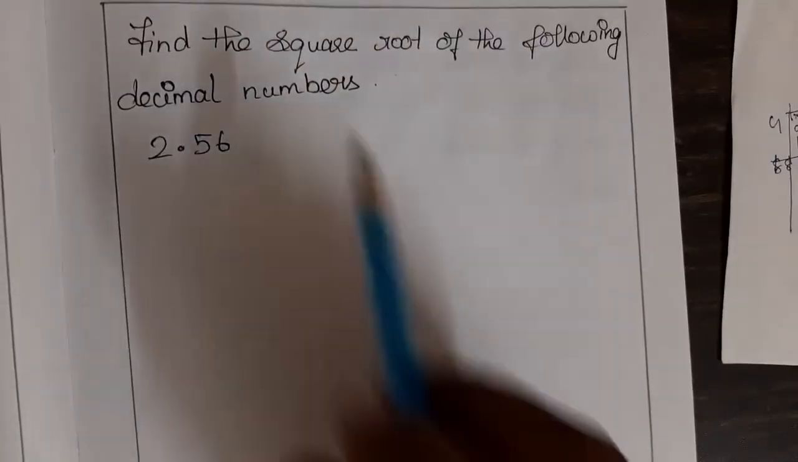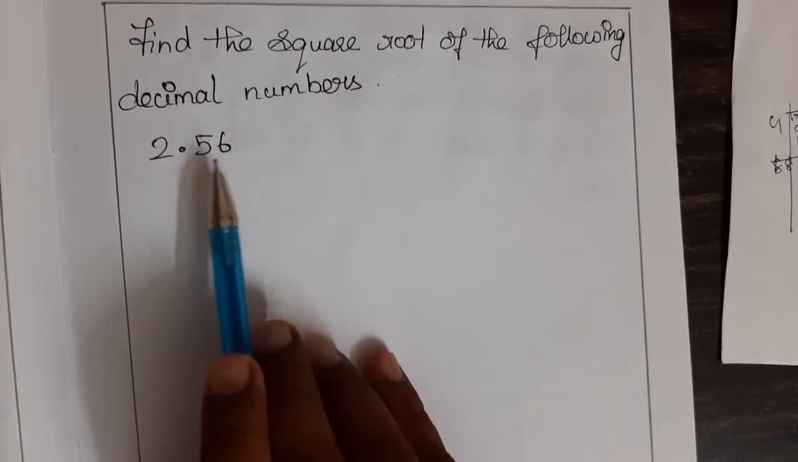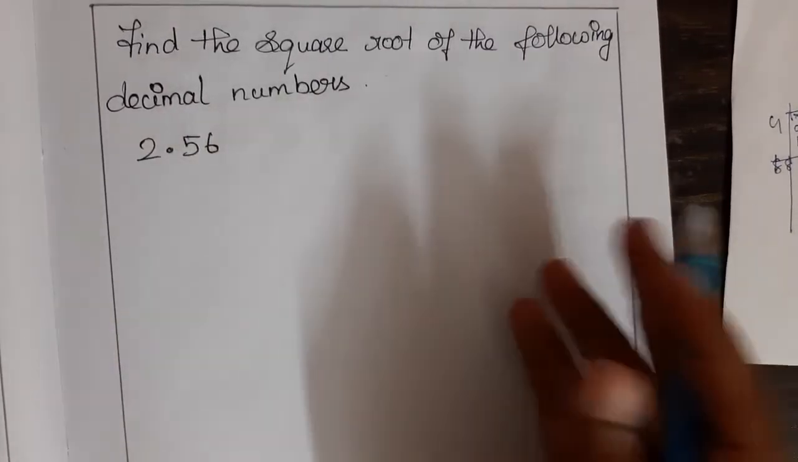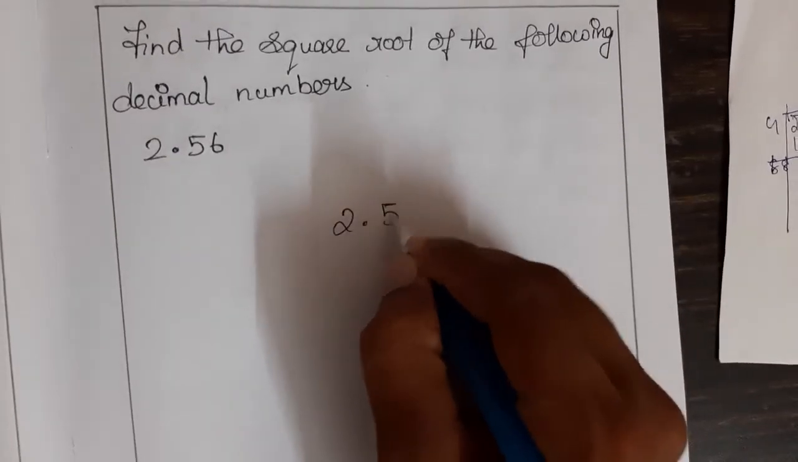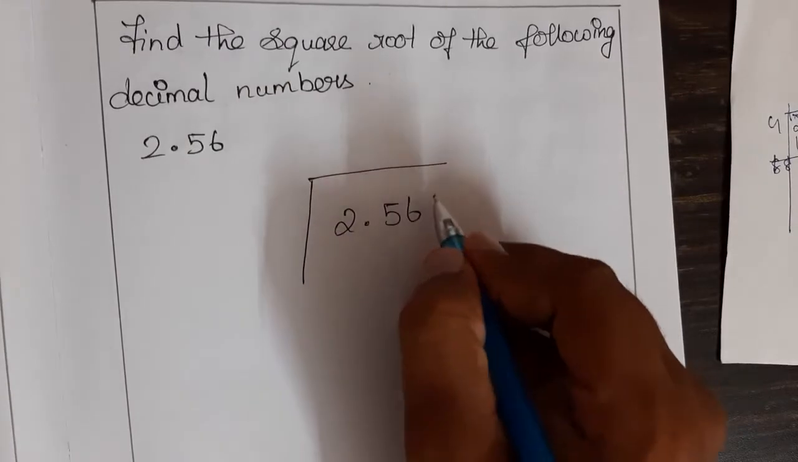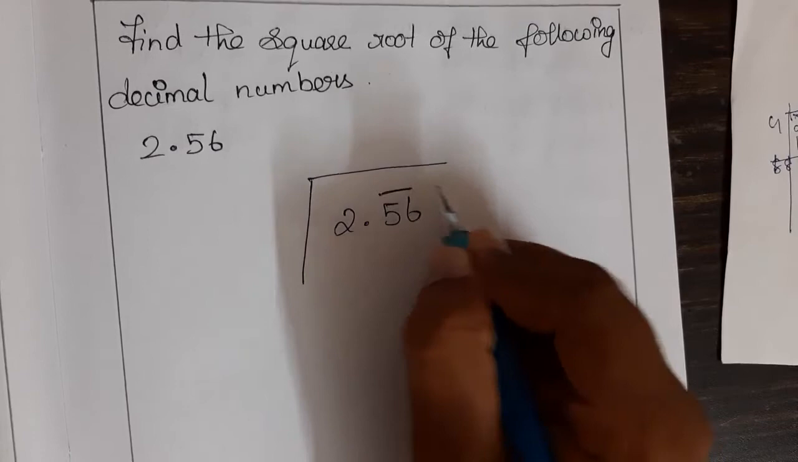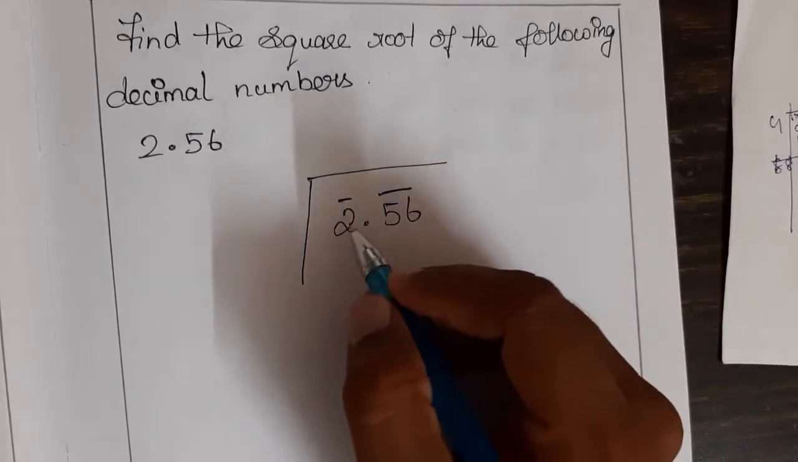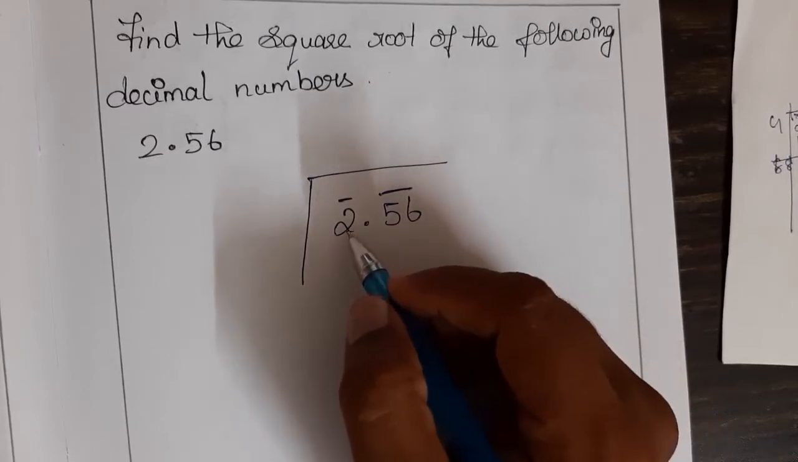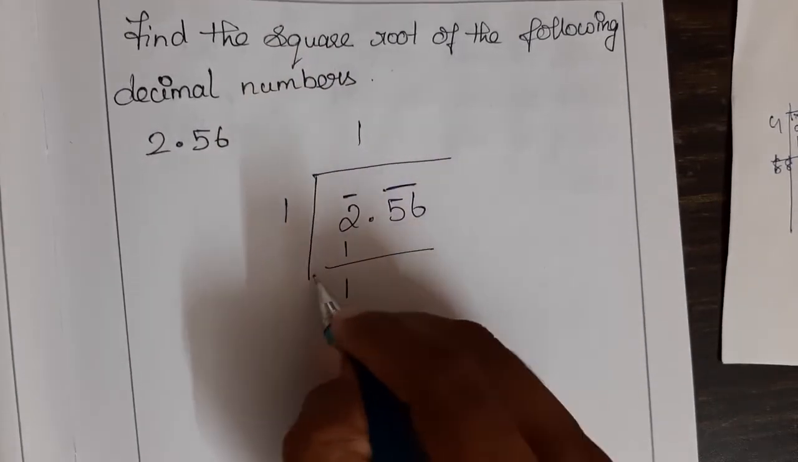So here we go for the next problem. Find the square root of the following decimal number: 2.56. So the answer is also in decimal. The first step is to make a bar for each pair from the ones place. This is one pair and this is one pair. The left side doesn't have a pair, but that's not a problem; it can be a single number. For 2, the square number less than 2 is 1. So 1 one is 1 and the balance is 1.